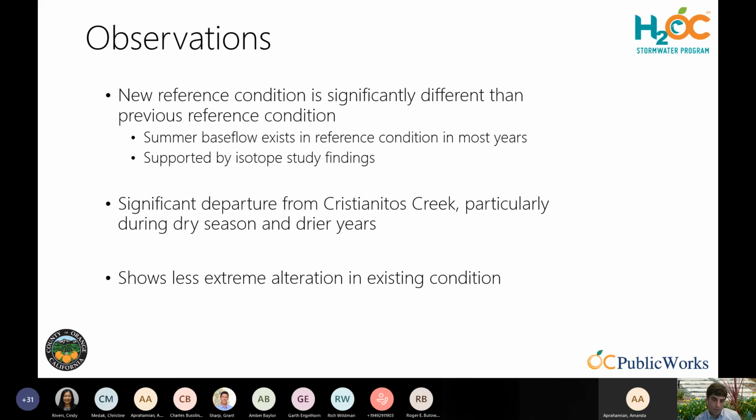There is some explanation here: Cristianitos has a lot more stream miles to result in losses of water that does seep, as well as tighter soils that would sustain less recharge in the watershed. There is a plausible explanation why these are not the same watershed, geologically speaking, and therefore you wouldn't expect them to match up.